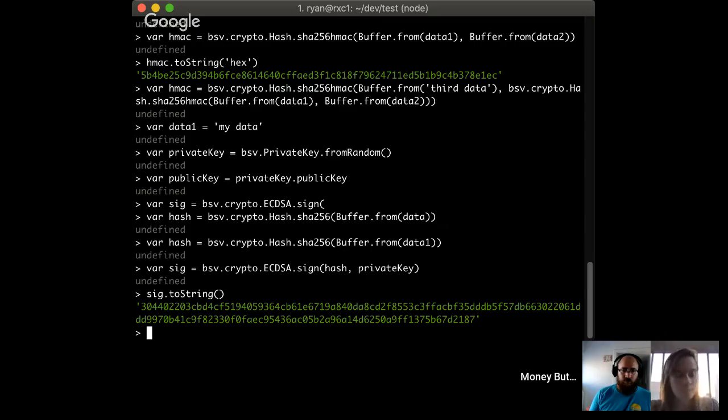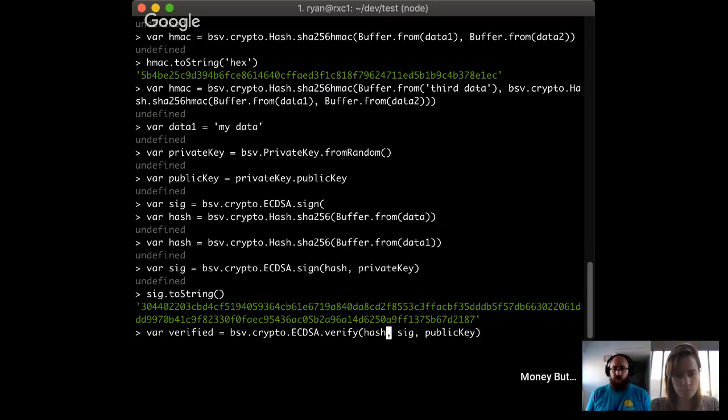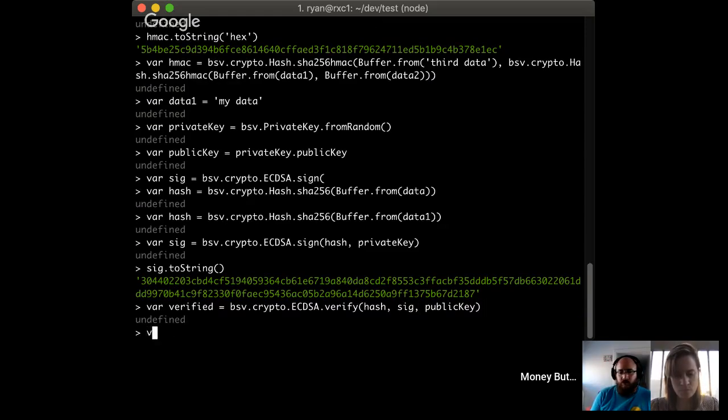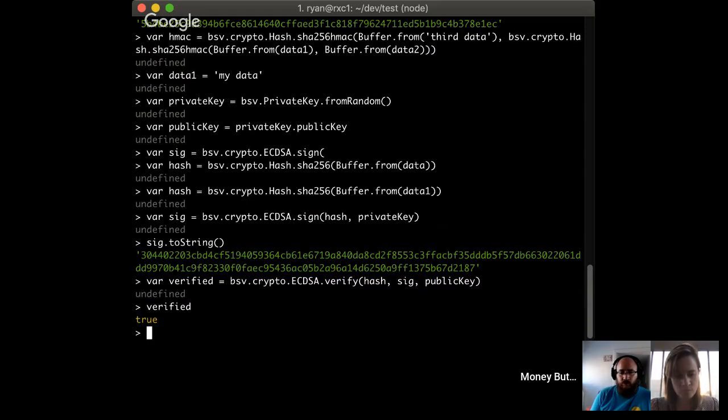In any case, now that I have my signature, I can check it. If I give someone the message, they can compute the hash themselves because they just run it through the same hash function. I give them the signature and my public key, and it verifies true.